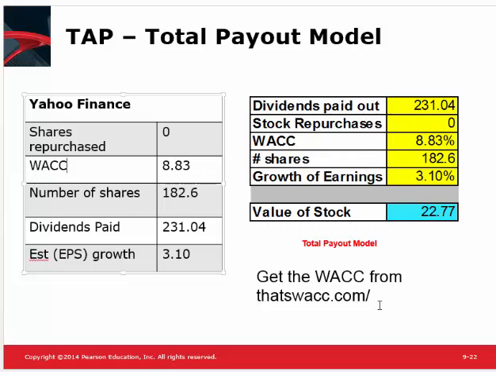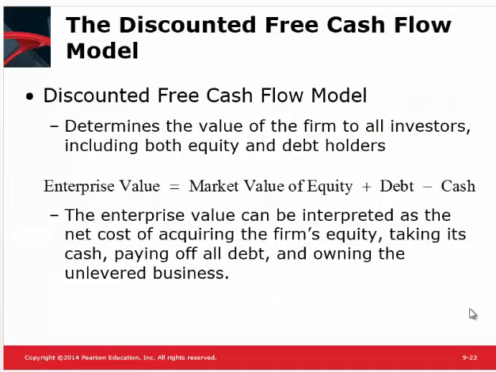But as you can see here, it says the value of this stock is $22. Coors is currently selling for around $57. So obviously, it's again telling us that the stock is, to a great extent, pretty much overvalued. So what's the next model?